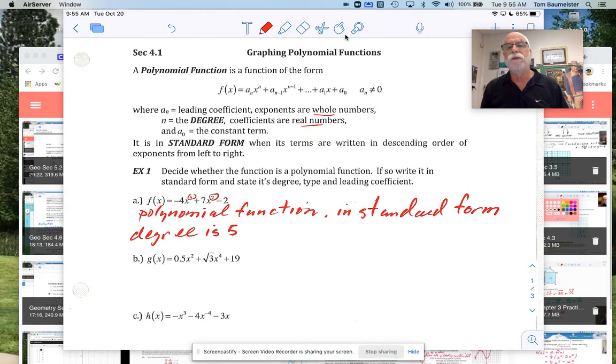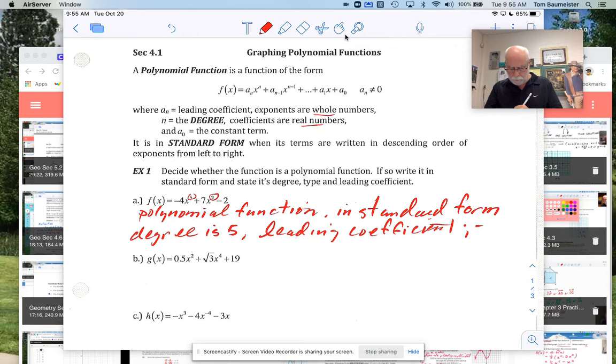All right. We only have special names up to 4, and I'll tell you that one on the next one. And its leading coefficient, remember the coefficient is the number in front of the variable. In this case, it is negative 4. There's our 5. It is in standard form.